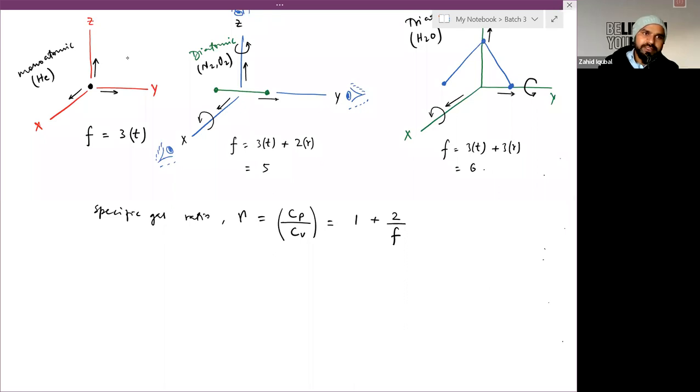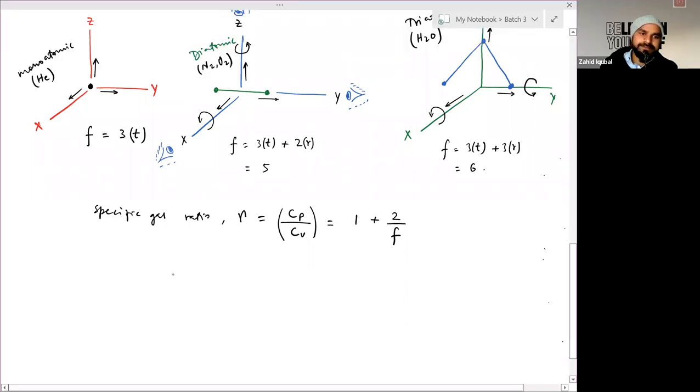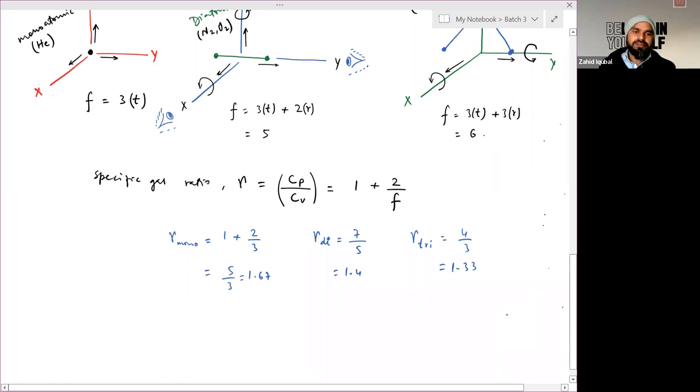If you put in the value of degrees of freedom for monoatomic, diatomic, and triatomic gases: gamma for monoatomic will be 1 plus 2 by 3, so 3 plus 2, 5 by 3, which is 1.67. In the case of diatomic, it will be 1 plus 2 by 5, or 7 by 5, which is 1.4. And in the case of triatomic, it will be 1 plus 2 by 6, or 1 plus 1 by 3, that is 4 by 3, 1.33. Now just compare the specific heat ratio for all three cases. You'll observe it is maximum for monoatomic and minimum for triatomic.